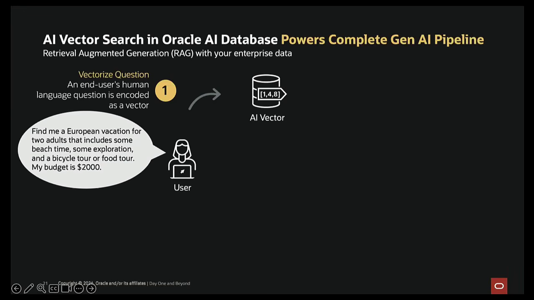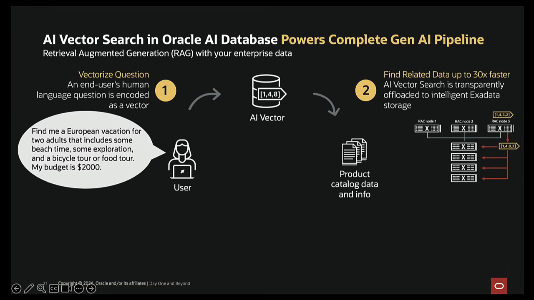the database. Then the vectorized question is searched using Oracle AI vector search against the product catalog data, or potentially inventory data as well, to find the closest matching items that are also available for purchase and ship it to the user in a reasonable time frame. And then the vector search itself is offloaded to Exadata intelligent storage with the AI vector search feature for parallelized searching across the entire data set on all the storage servers.